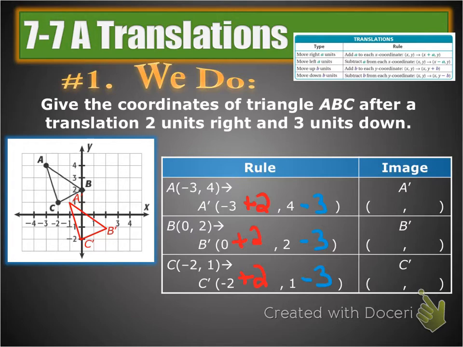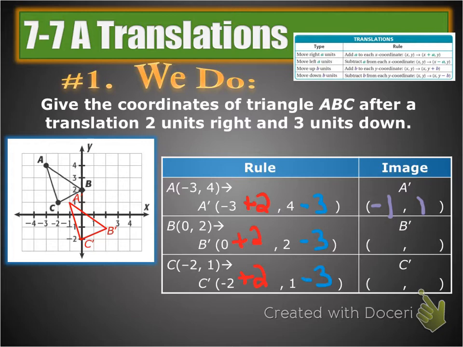I just go -3 plus 2. That's -1. 4 minus 3 is 1. And if you look, -1, 1 is where my A... Notice that apostrophe up there? That means prime. It's the same A, just slid down. A prime is -1, 1.